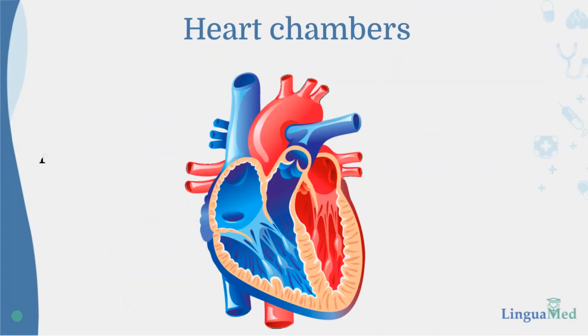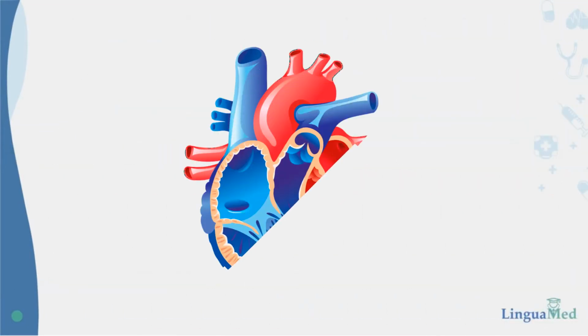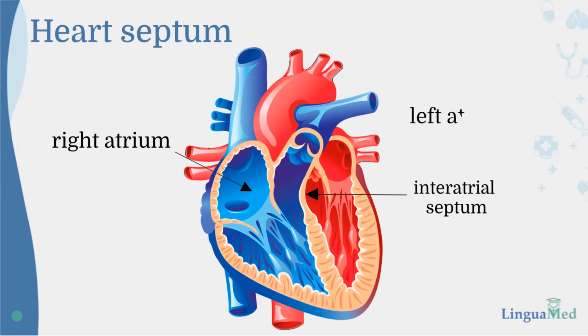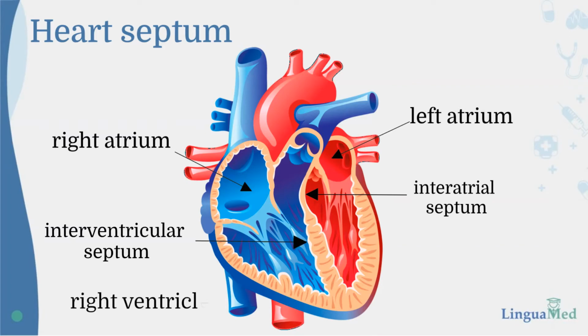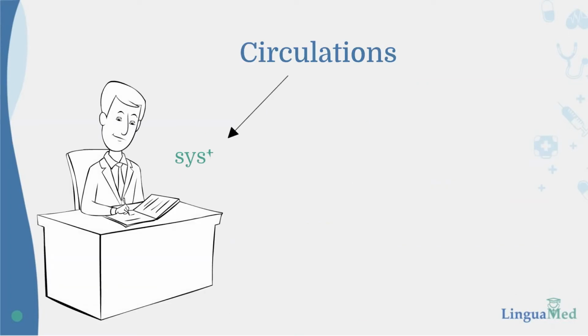There are four chambers in the heart: the right atrium, the right ventricle, the left atrium, and the left ventricle. The heart is divided into two parts by the septum. The interatrial septum is between the right and the left atria, and the interventricular septum is between the right and the left ventricles. There are two circulations: the systemic circulation and the pulmonic circulation.